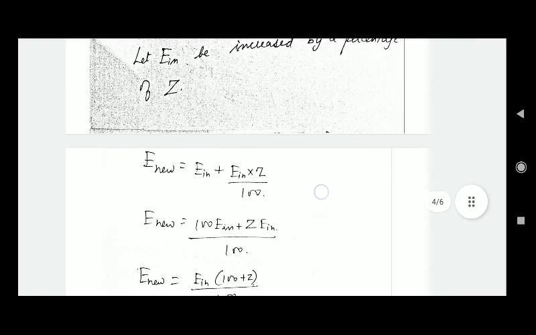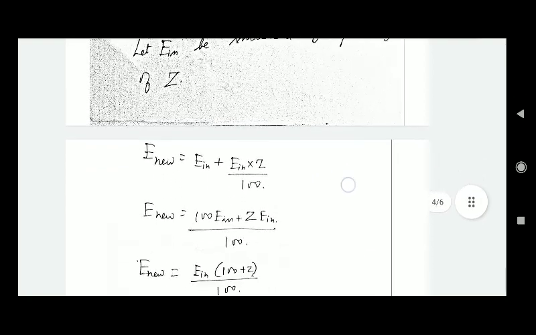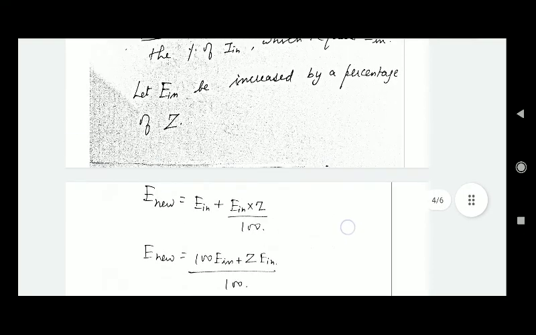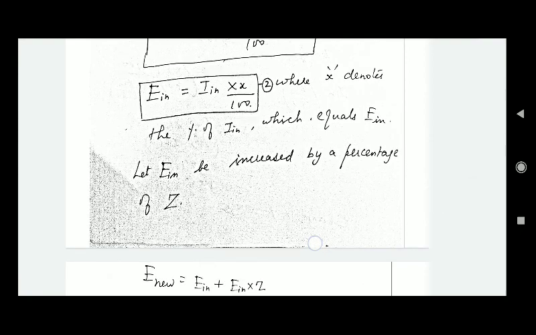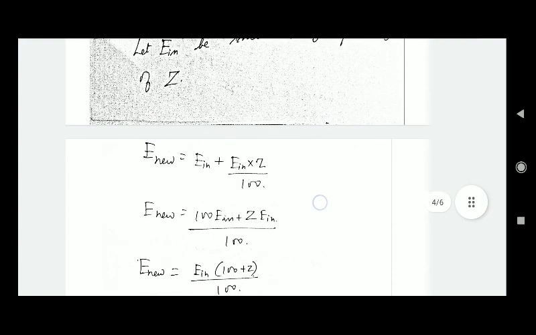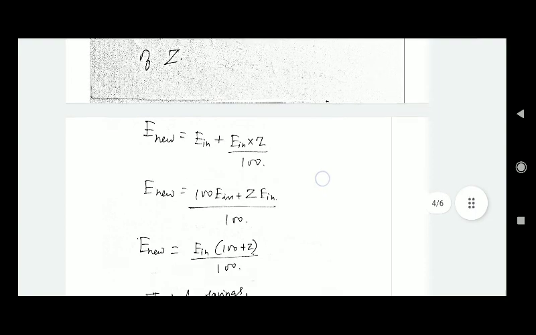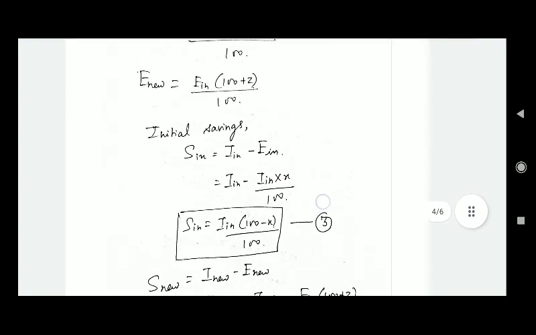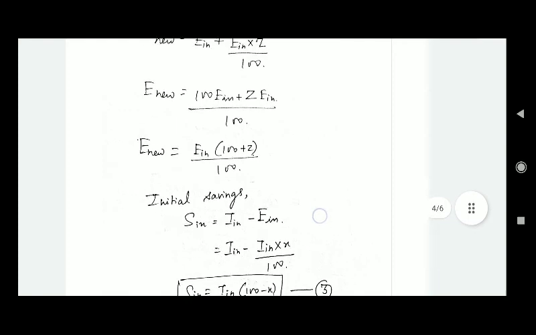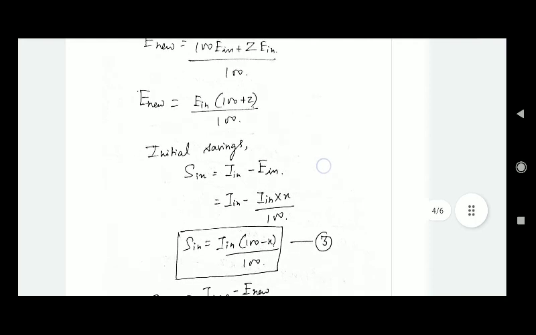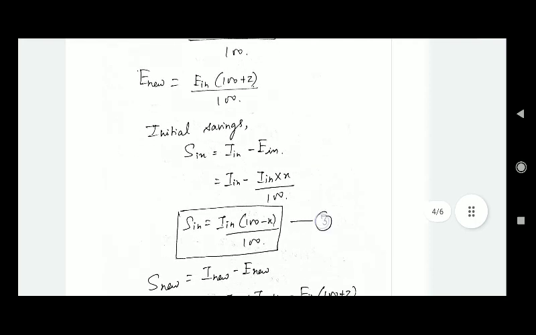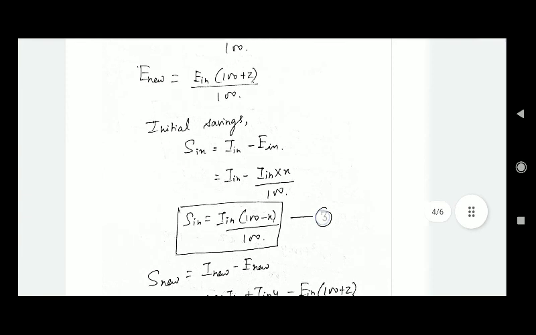Now the new expenditure will be the old expenditure plus the rise in expenditure. So let Z denote the rise in percentage of expenditure. So E new, that is nothing but the new expenditure, will be old expenditure plus E in into Z by 100. Finally, E new will be E in into 100 plus Z by 100, where Z denotes the increase in percentage of expenditure. The initial savings is given by S initial equal to I initial minus E initial, initial income minus initial expenditure.